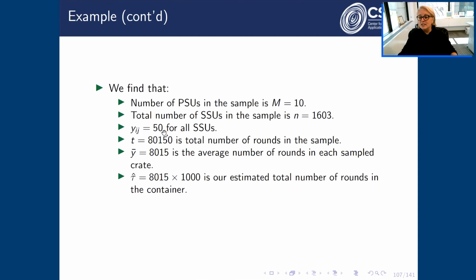There's 50 rounds of ammunition in each one of the boxes I opened. So that's true for every SSU. And so the total number of rounds in my sample is about 80,000 rounds. And so Y bar here is the average number of rounds in each crate. That's just the sum of all the T's, which is this big T, divided by M. And so Y bar here is 8,015. And so my estimate of the total number of rounds in this container is 8,015 times the total number of crates.